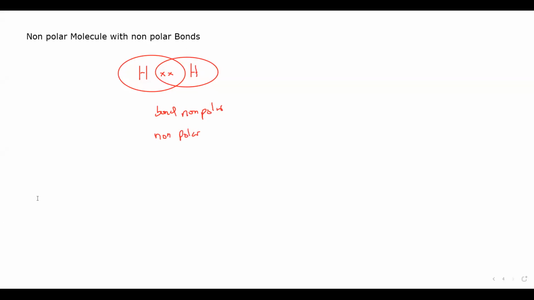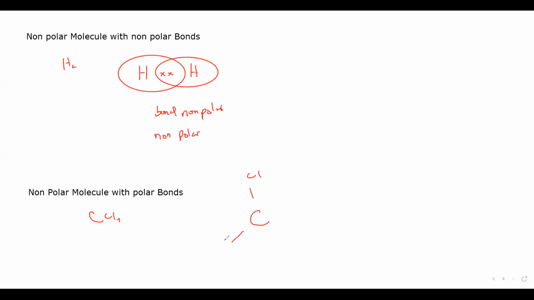Now an example of a non-polar molecule with polar bonds. What is an example of a non-polar molecule with a polar bond? For example, we have methane or carbon tetrachloride, CCl4. Here it was H2, now we have CCl4. So what happened in CCl4?